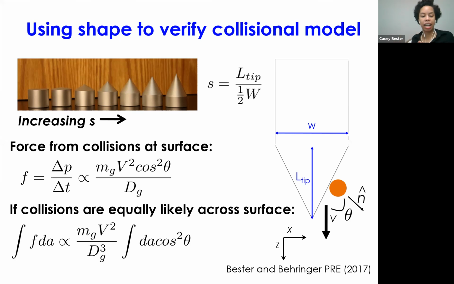The forces occur along the surface of our projectile so that we can write the force as a result of a collision as the rate of change of momentum with respect to time, and get an expression that scales with velocity squared as we expect from our empirical measurements. Then if the collisions are equally likely to happen across the surface, we can find the expression for our inertial drag by integrating over the surface area.